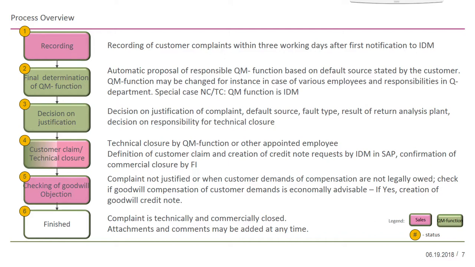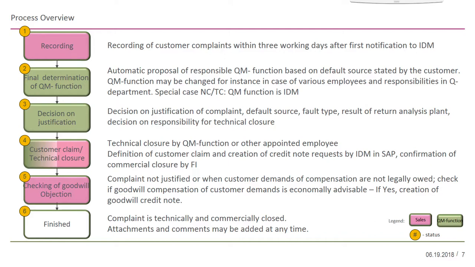Status 3 is the decision on the justification. So this is going to be the QM function determining whether or not the complaint is justified, identifying default sources, fault types, running a return analysis, and the decision on the responsibility for technical closure. Generally, the QM function that was assigned is going to complete the technical closure. However, this can be done by a newly assigned QM function if necessary. If the complaint is justified, it will move to status 4.